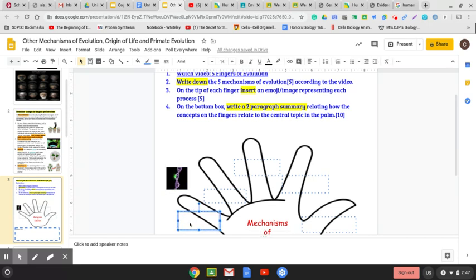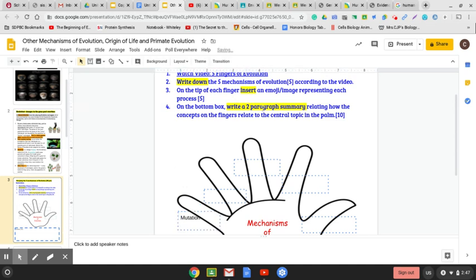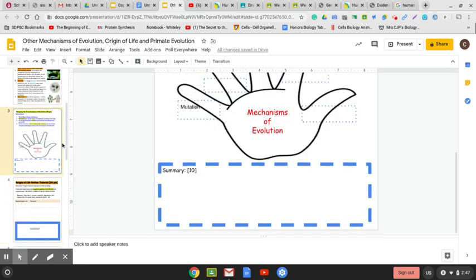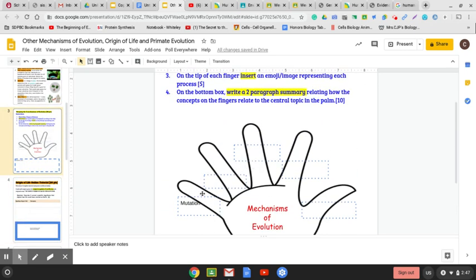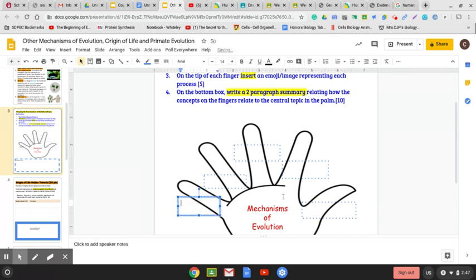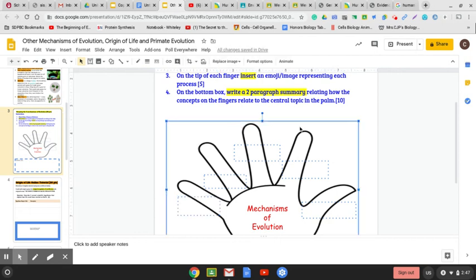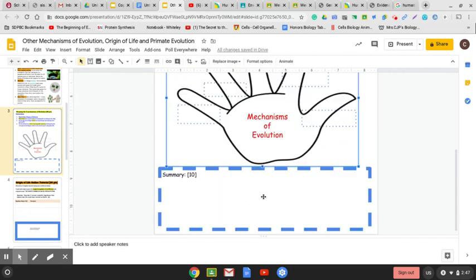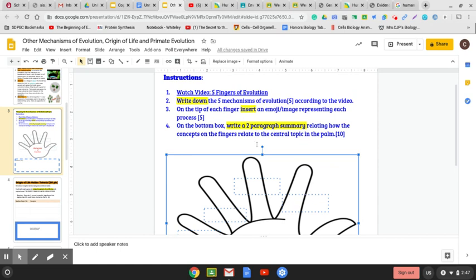Now I know this one's not going to be mutation, because mutation is not the first one on the video. Please don't put mutation here, but I'm just showing you how it would look. So I have my mechanism for change and an emoji or a symbol or something like that. If you want to use actual emojis, please do so. Do that for all 5, so you're going to have a picture on top of each one. And then finally, you're going to write a 2-paragraph summary.